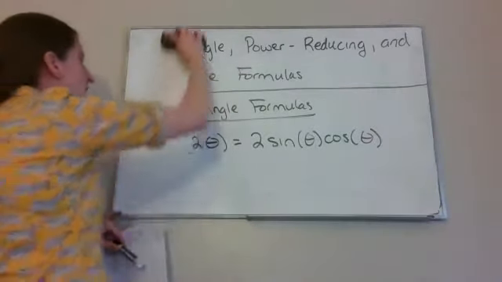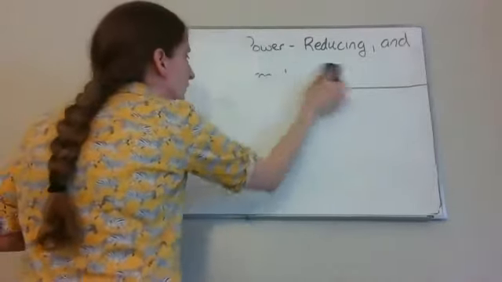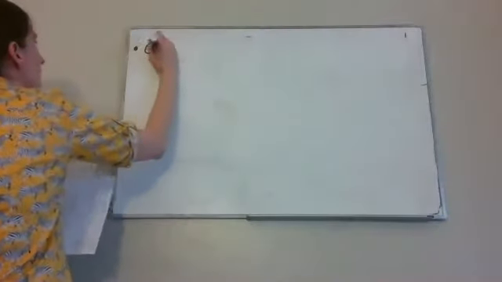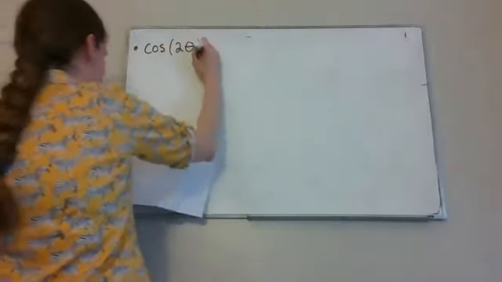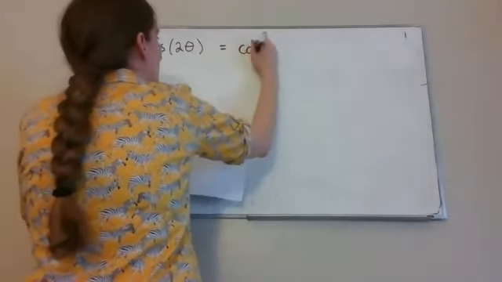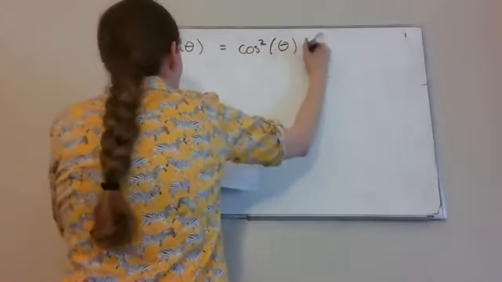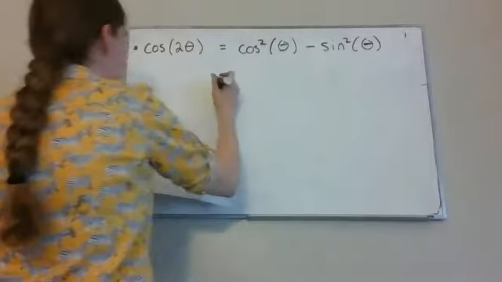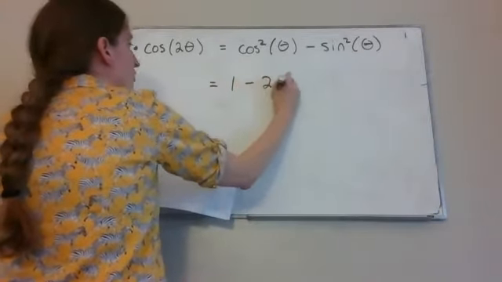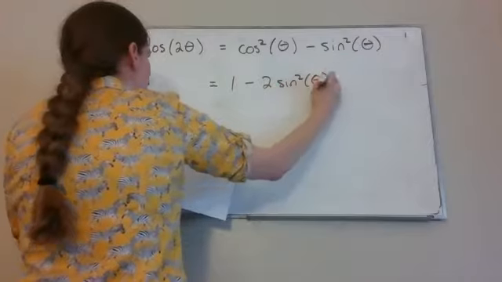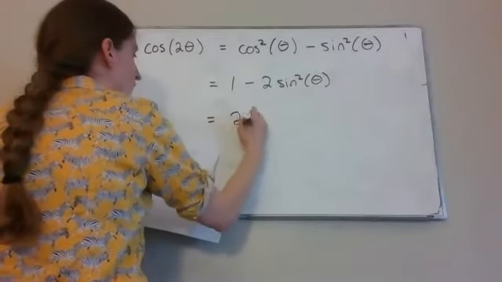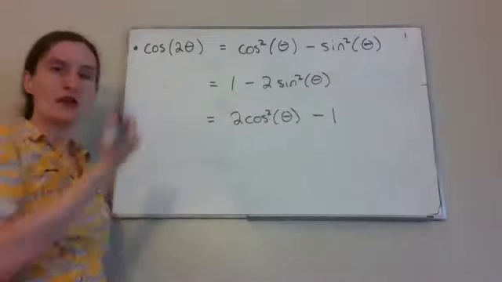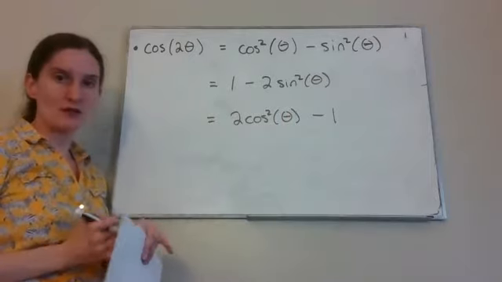So I'm going to erase so I have more room to write all of the versions. Cosine of 2 times an angle is equal to cosine squared of the angle minus sine squared of the angle. But another way to write it is 1 minus 2 times sine squared of theta. And a third way to write it is 2 cosine squared theta minus 1. All of those are appropriate to use when you have cosine of 2 theta.